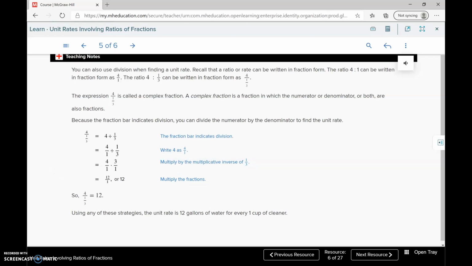We work it all out. So 4 over 1/3 equals 12. Using these strategies, the unit rate is 12 gallons of water for every 1 cup of cleaner. So you can always use that division.